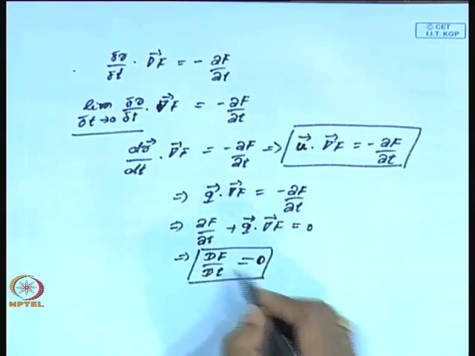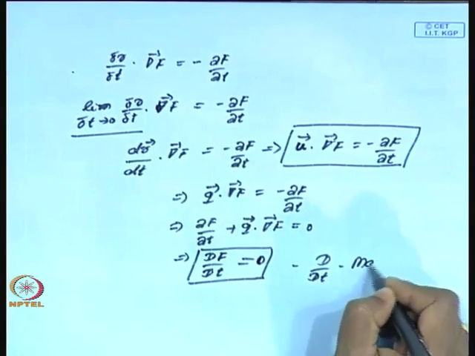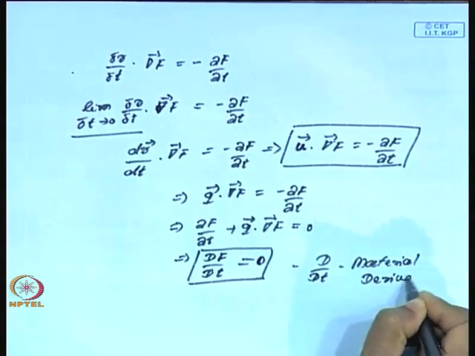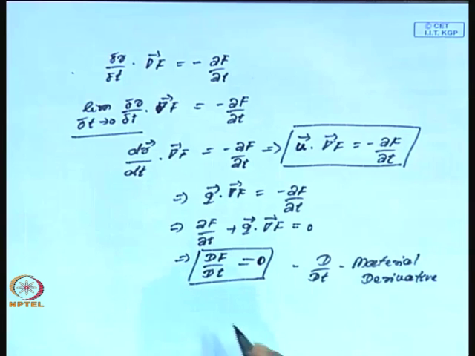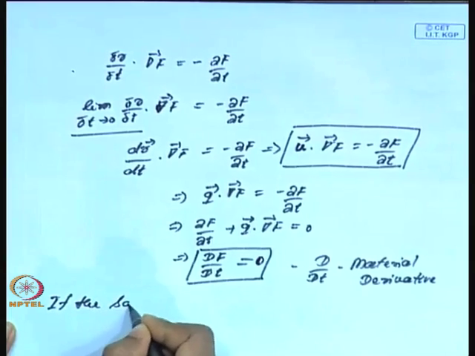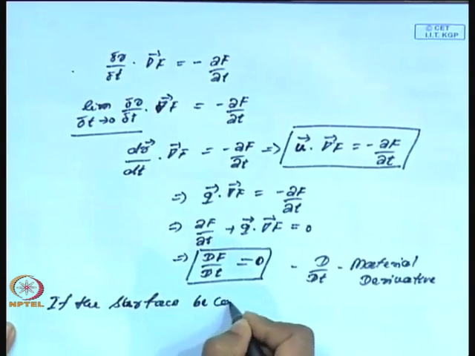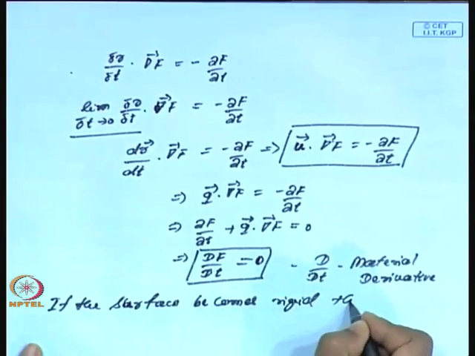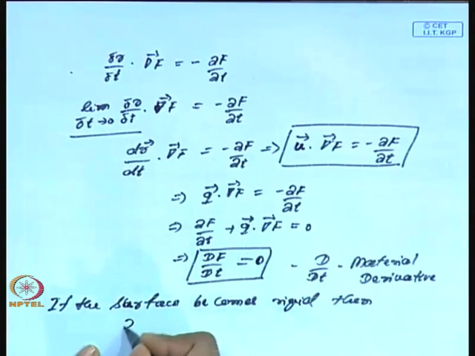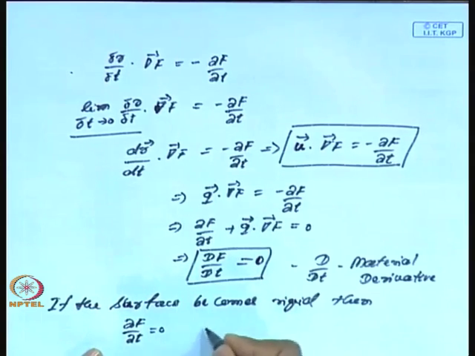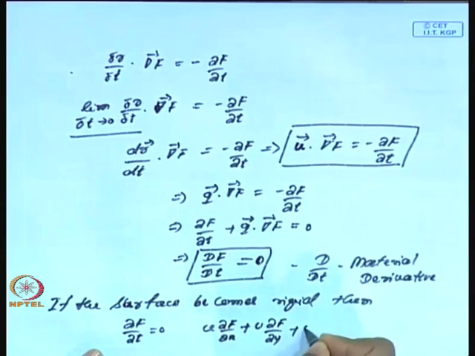Now, d by dt, we know, is the material derivative, and if I simplify this, if the surface becomes rigid, then we have del f by del t is 0, and this becomes u del f by del x plus v del f by del y plus w del f by del z.